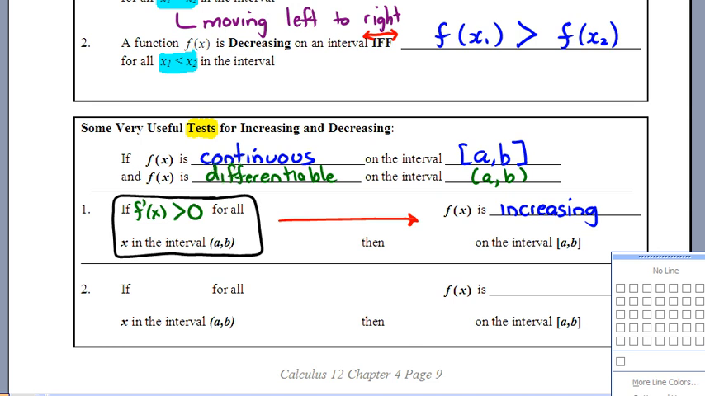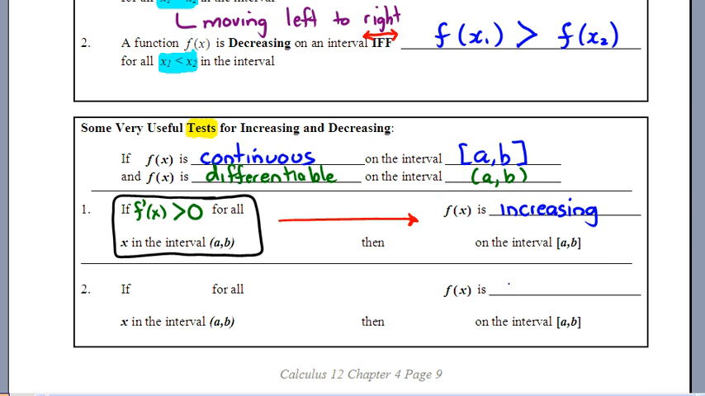And the reverse. If you want to do some sort of test to be able to say, hey, f of x is decreasing on some interval, I want to be able to state that, right? So these are my statements I want to make.